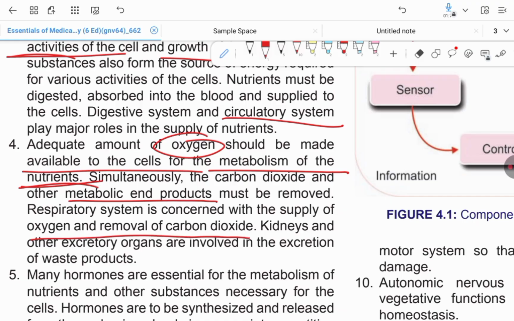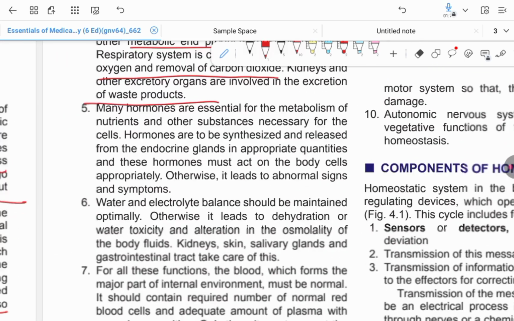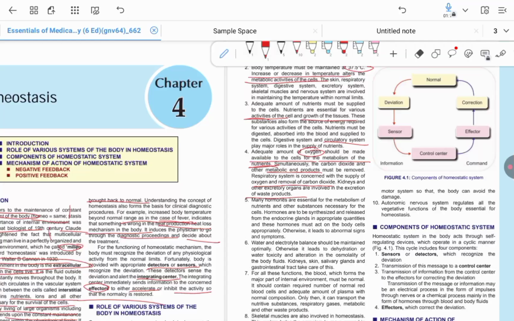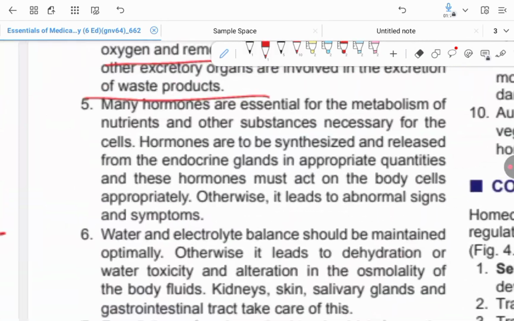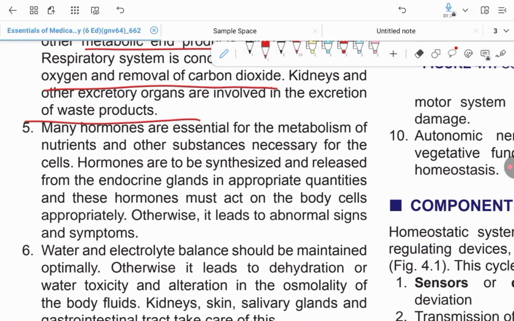Kidney and other excretory organs are involved in the excretion of the waste product. Okay, so these are all the basic things. Many hormones are essential for the maintenance, metabolism of the nutrient and all other substances necessary for the cell.